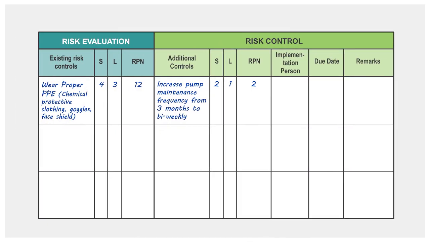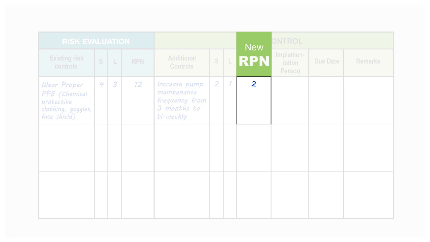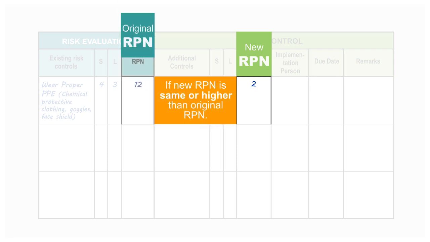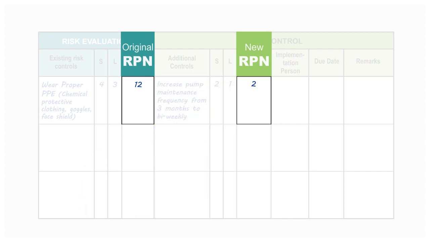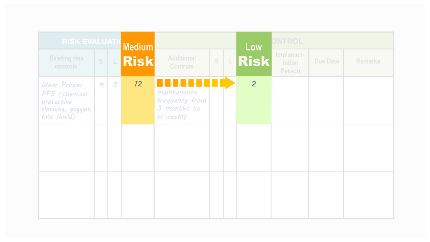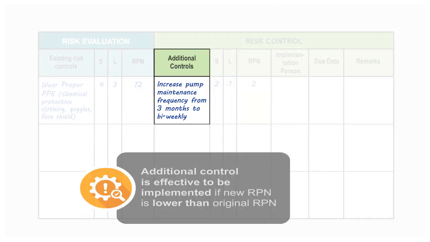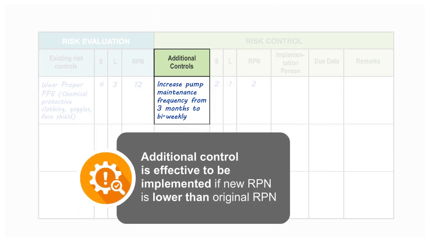Please note that if the new RPN is the same or higher than the original, the RA team has to recommend an alternative, additional control. In this case, the RPN is reduced from 12, medium risk, to 2, low risk, which shows that the additional control is effective to be implemented.